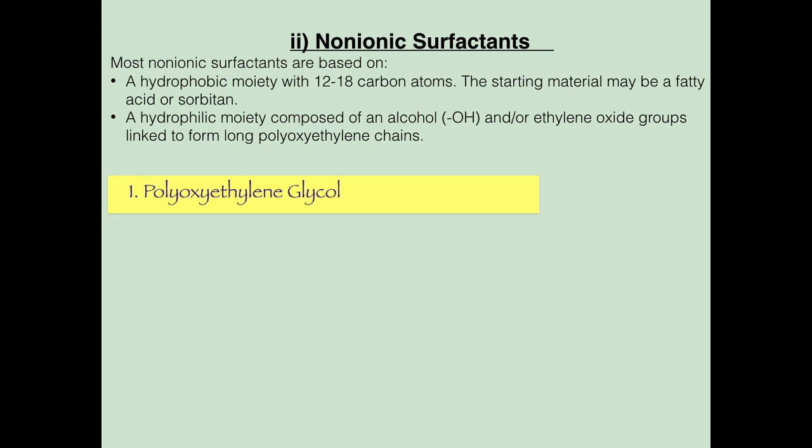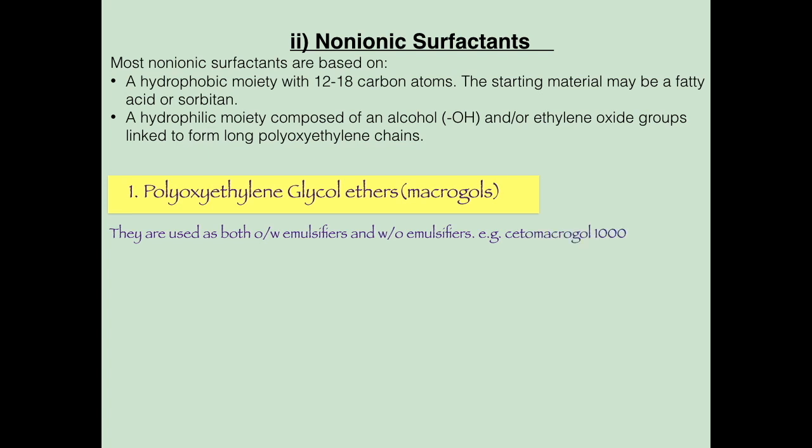The examples of non-ionic surfactants are, number 1, polyoxyethylene glycol ethers, which are also known as macrogols. These are a series of non-ionic surfactant condensation products of fatty alcohols and polyethylene glycol. They are used as both oil in water emulsifiers and water in oil emulsifiers. For example, cetomacrogol 1000, which is used combined with cetostearoyl alcohol to stabilize oil in water lotions and creams, including cetomacrogol cream BP.